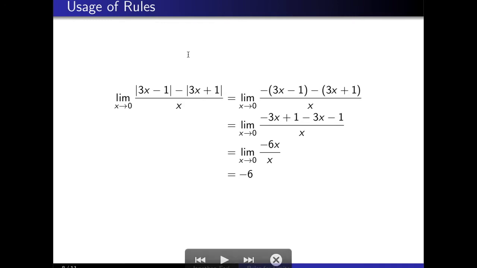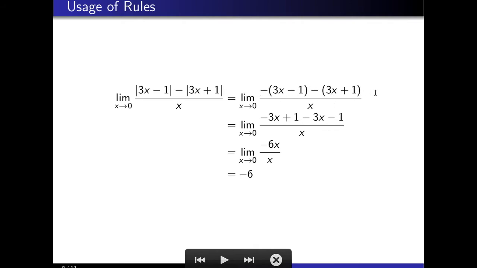So the first thing that we can do is we can say, well, let's go and try and resolve what's going on with these absolute values. So for the first one, we have the absolute value of 3x minus 1. Well, as x goes to 0, the 3x part is going to be going towards 0. And we're still going to have this minus 1, so 3x minus 1 is going to be negative as x goes towards 0. And over here, as x goes towards 0, 3x plus 1 will be something positive. So it tells us that the absolute value of 3x minus 1 is going to be minus 3x minus 1. And the absolute value of 3x plus 1 is going to be just 3x plus 1.